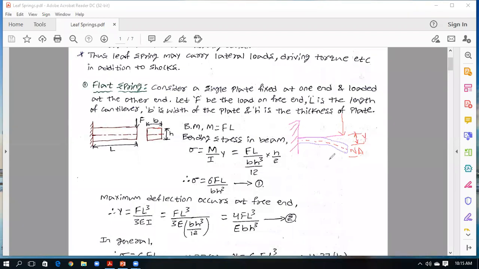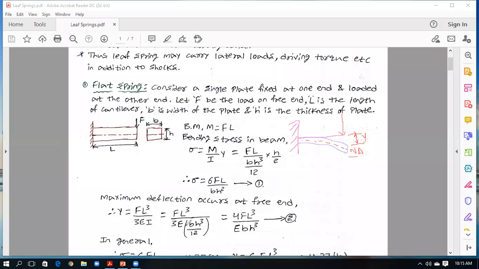Therefore, how to calculate that maximum deflection? The maximum deflection occurred at the free end in a cantilever. We know that y is equal to FL cube by 3EI. You have derived this in your mechanics of material directly. Both these equations I have taken from there.